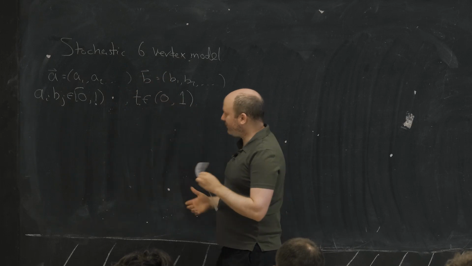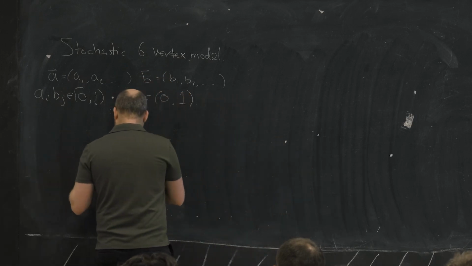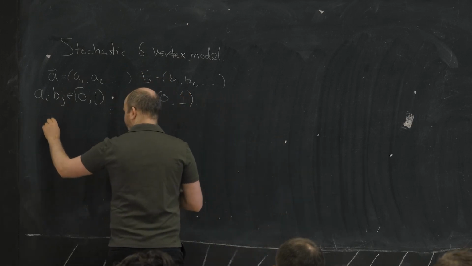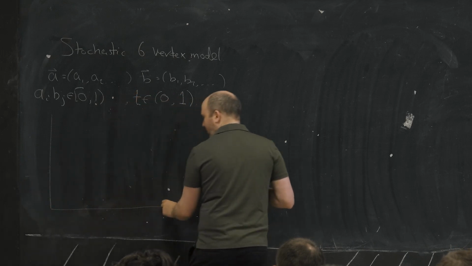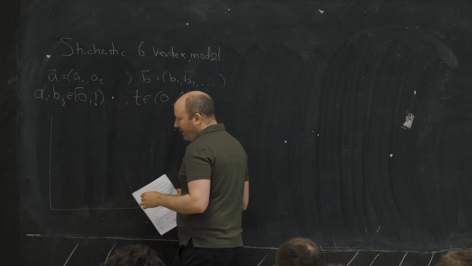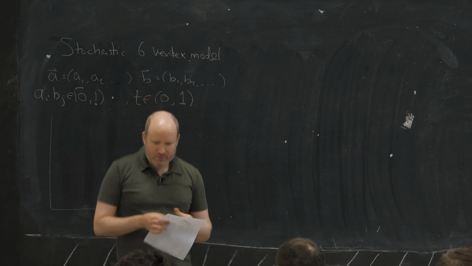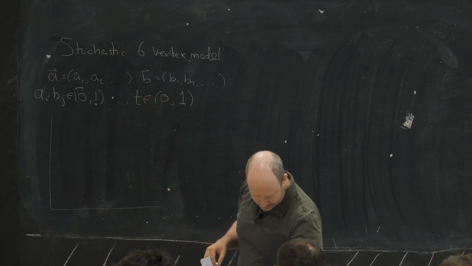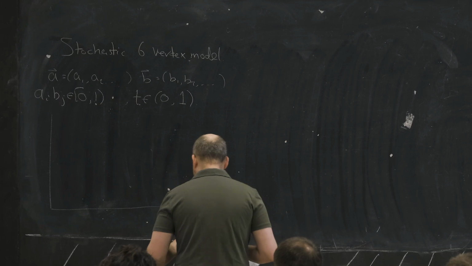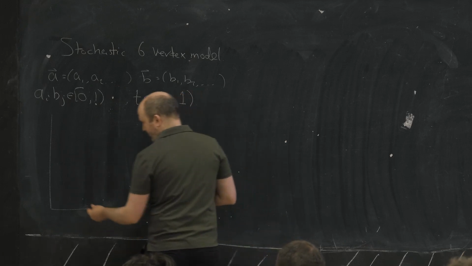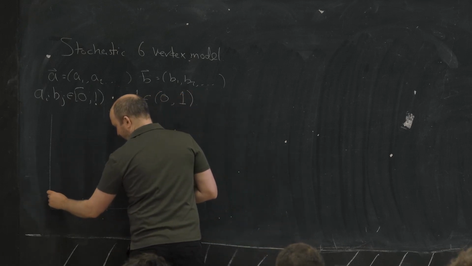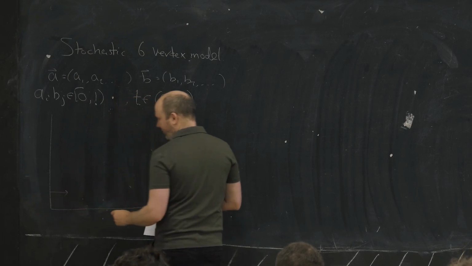So the a's and the b's are inhomogeneous. So what is the model? It's the following. I have a corner, a quadrant, and you should think of this as having some boundary conditions. Of course, you can choose other boundary conditions, but I'll talk about somehow the nicest one, and we'll see why it's nice a little later.